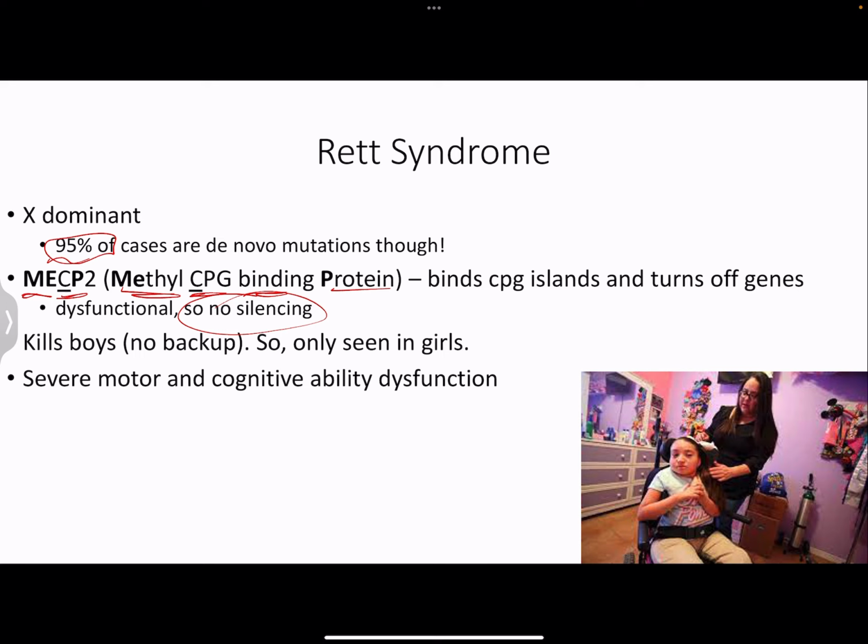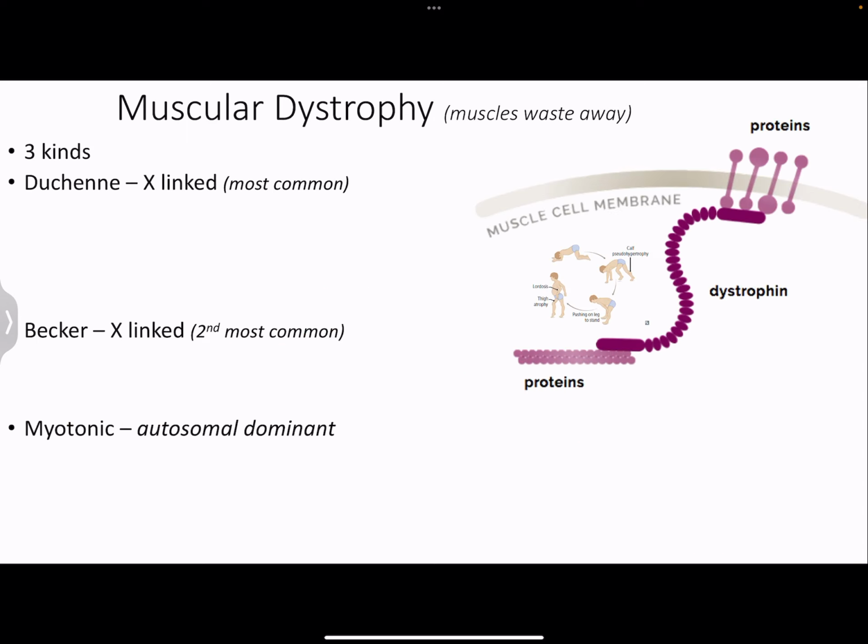And it turns out if boys get this, it's just going to kill them. You need to bind the CpG islands and condense them. Now, in females, this is just a very important thing to do. So in females, they have a backup, but I guess it's not enough to fully rescue the phenotype. But boys, if you don't have any condensing of the CpG islands, then you just won't. It's an embryonic lethal. Severe motor and cognitive dysfunction will develop.